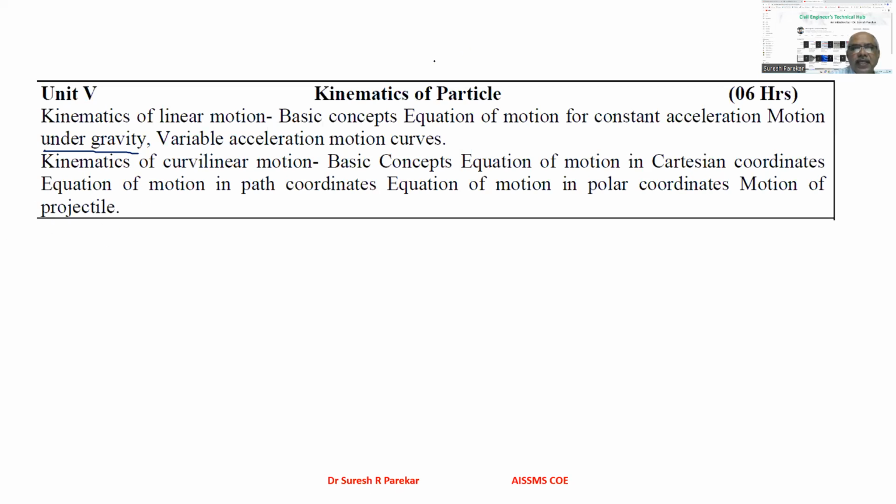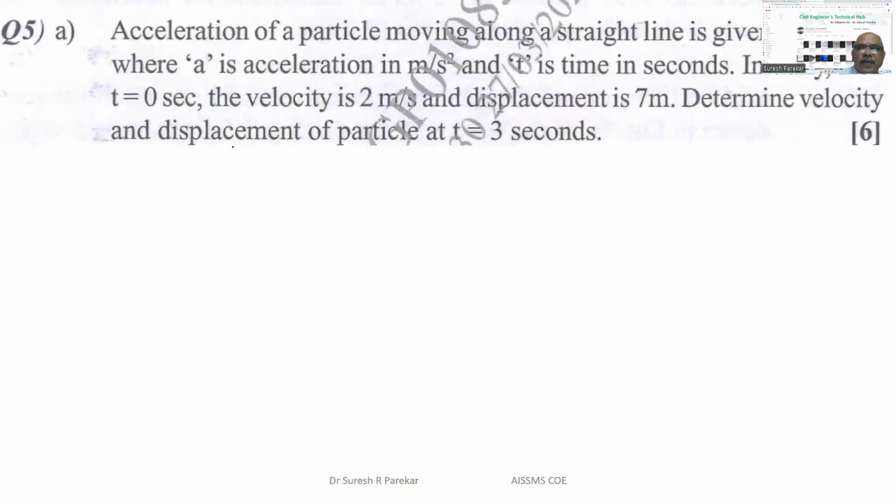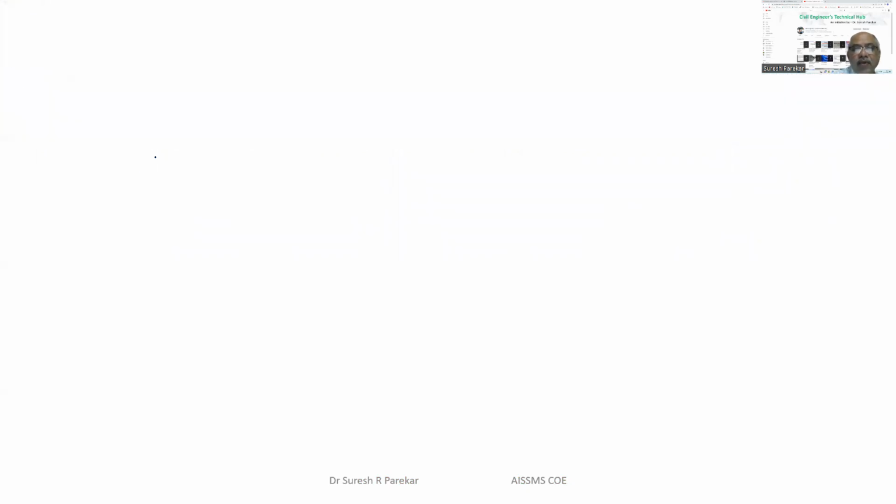We are with basic concept, equation of motion we have covered, motion under gravity, and now we are going to be with variable acceleration. Motion curves we are not using, we are going to be with derivation, and from this we are going to solve this. So now we have the first problem asked in 2023. I think you just go through the question paper and then you have to solve it.